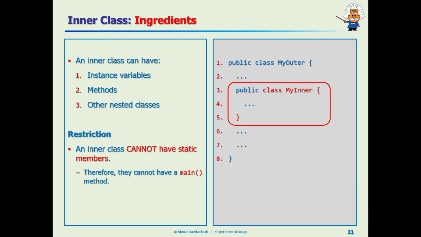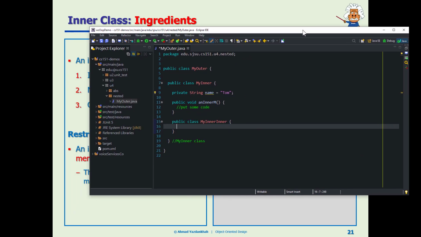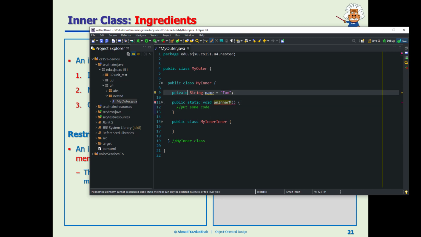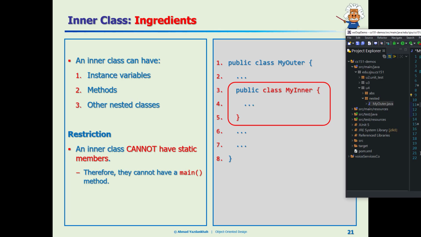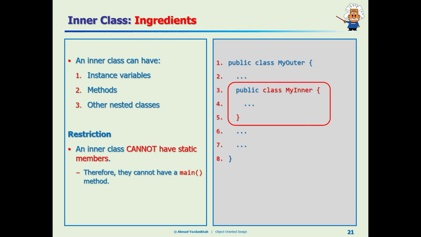Okay, so there is a restriction that inner class cannot have static members. All right, so this is the first restriction we encounter here. So for example, this method, if I make it static, then it will complain. All right, so no static members. So the same thing for the instance variables as well. All right, so since it cannot have a static member, it means that it cannot have a main method. All right, okay, so far so good.